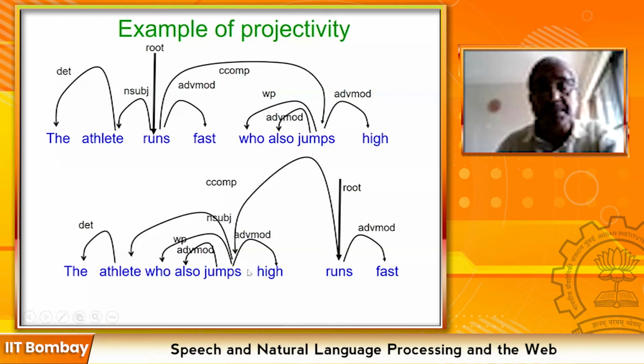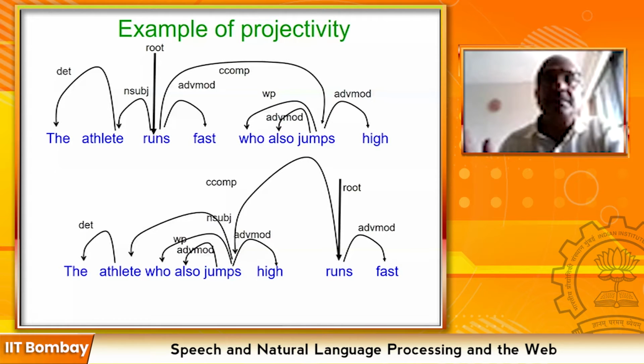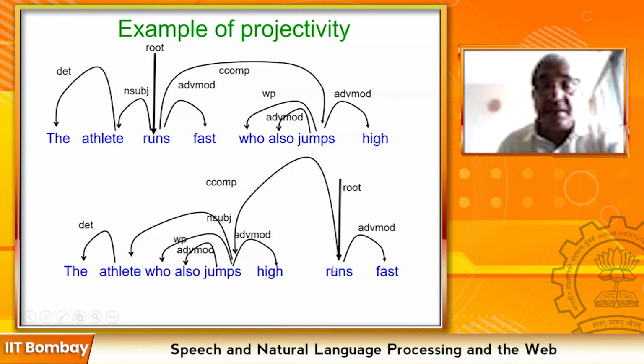The athlete who also jumps high runs fast. In this case, the main sentence is the athlete runs fast, like the previous sentence. But who also jumps high is brought closer to athlete, because who also jumps high is a qualifier for athlete. And it is a good rule of thumb, good practice, if you can keep the qualifier and the object qualified close to each other, or if you keep the head and the modifier close to each other. The result of that is that runs is far from athlete, because there is an intervening text, who also jumps high, and runs fast is as before.